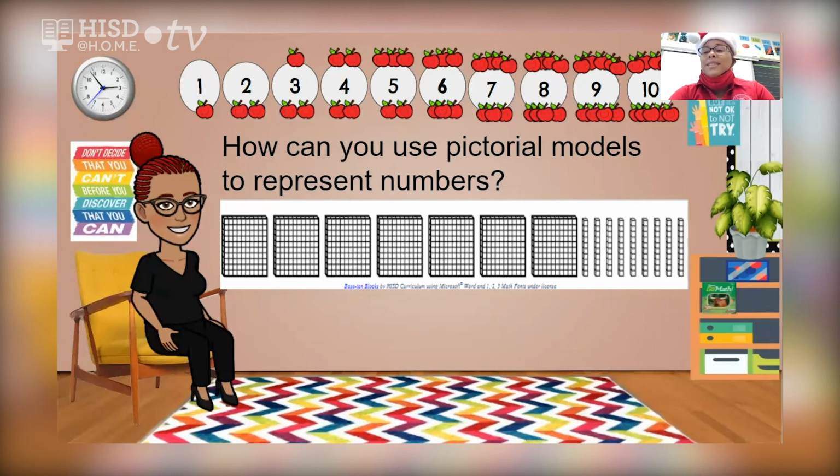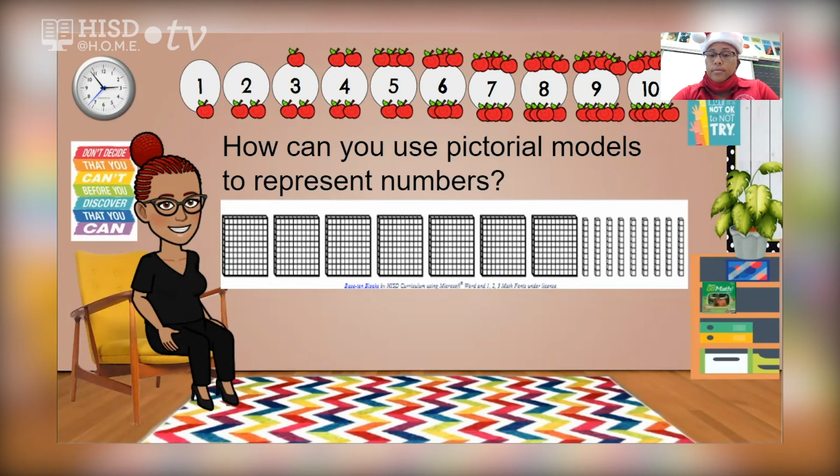And then I see some 10 bars. So next I'm going to add those tens to find my answer. How many tens do you see? That is correct. There is 1, 2, 3, 4, 5, 6, 7, 8, 9 tens. And what number can we represent with 9 tens? You got it. We can represent 90 because that is 10, 20, 30, 40, 50, 60, 70, 80, 90.